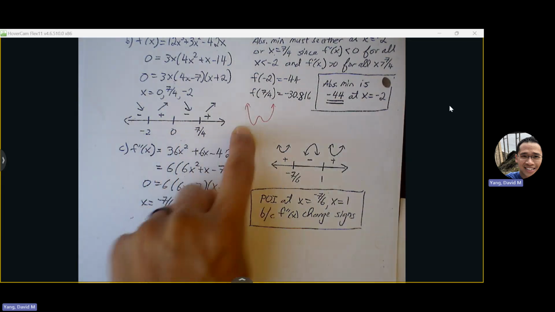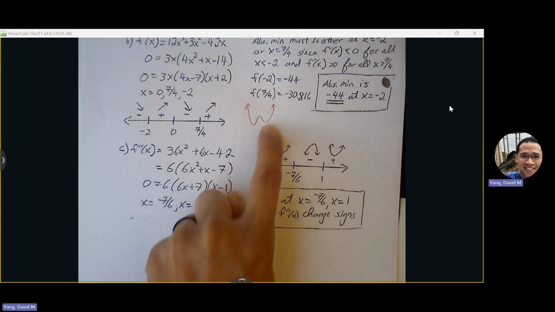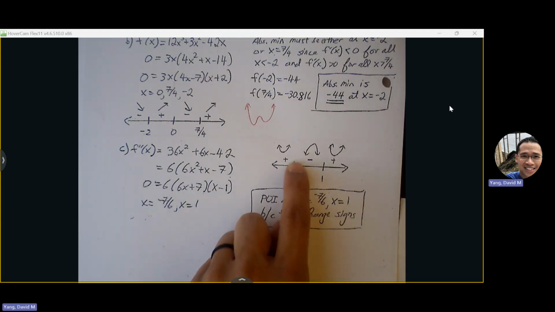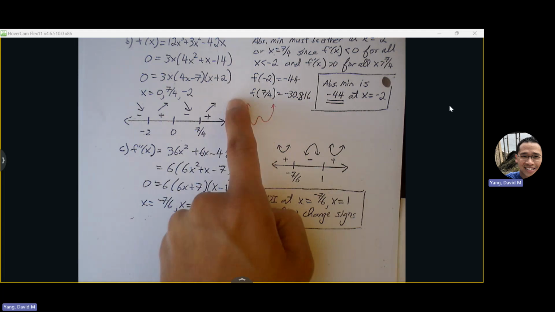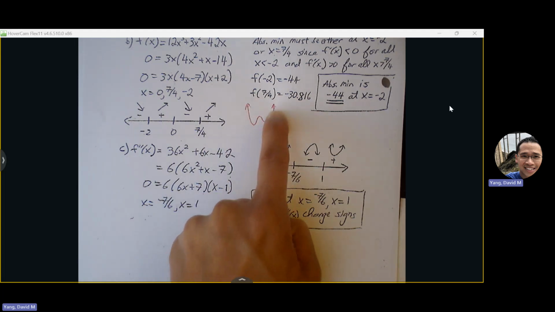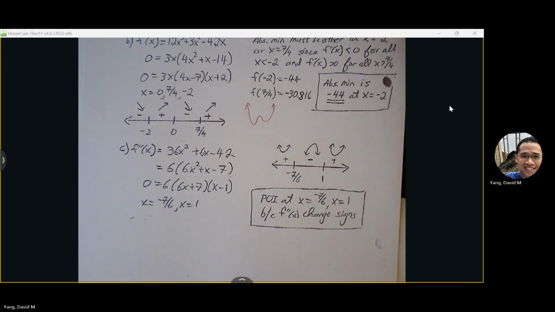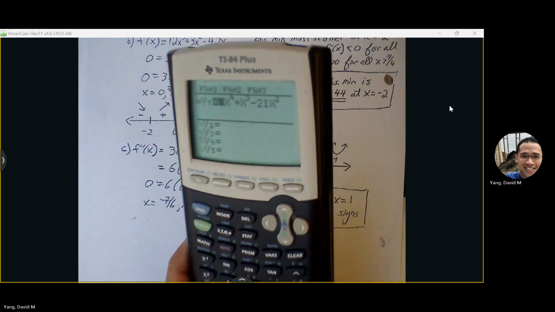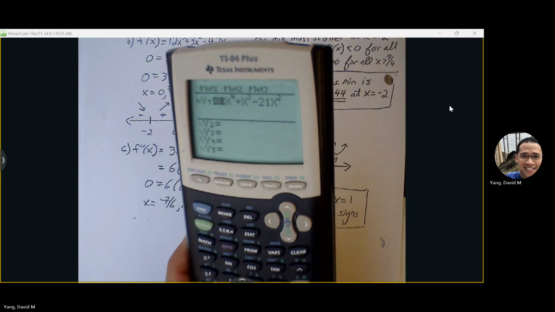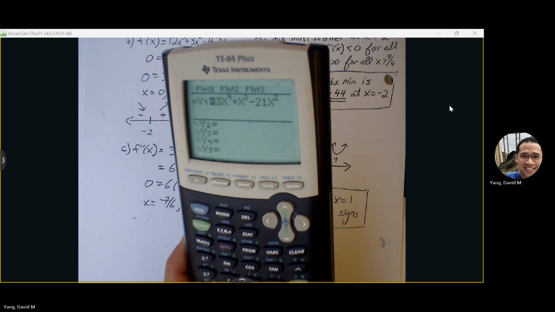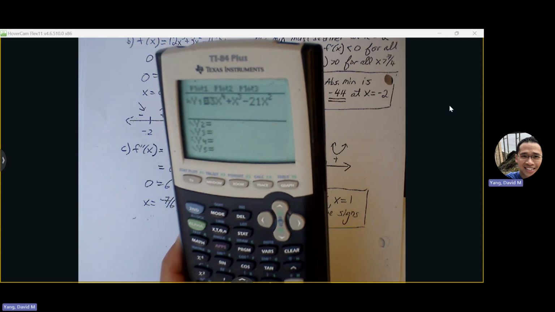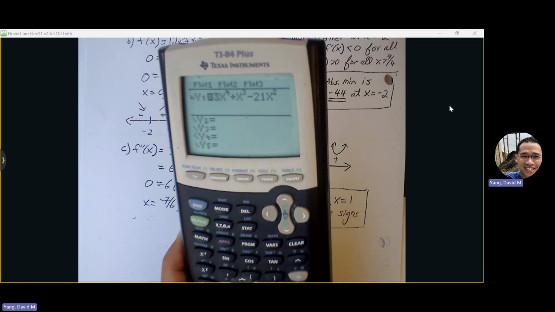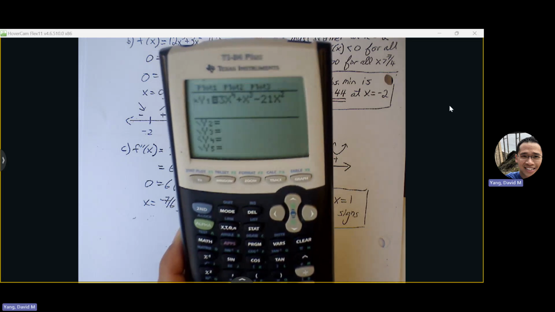-2 is going to produce the lower y value. 7/4 will produce a higher y value. We expect the graph to change from concave up to concave down, back to concave up. So under y1, you can type this in: 3x to the fourth plus x cubed minus 21x squared.